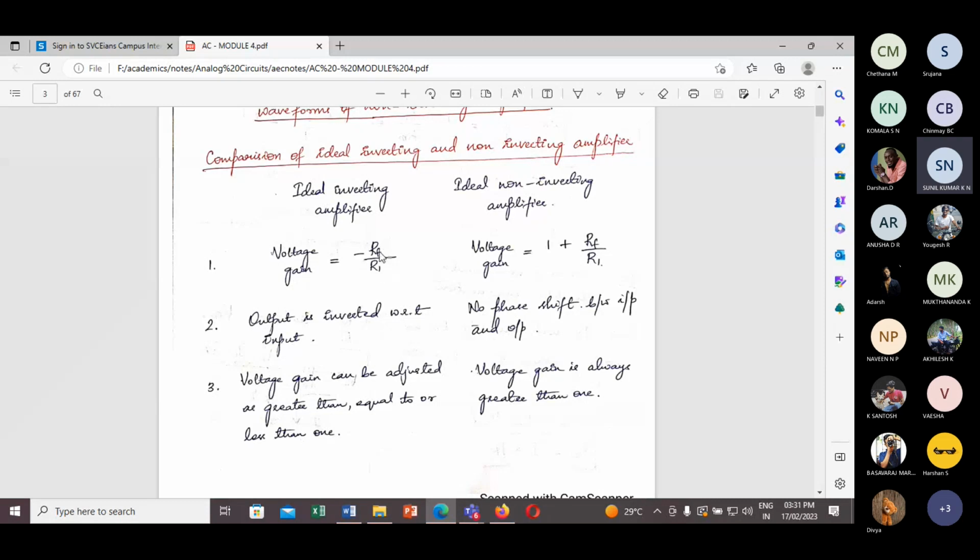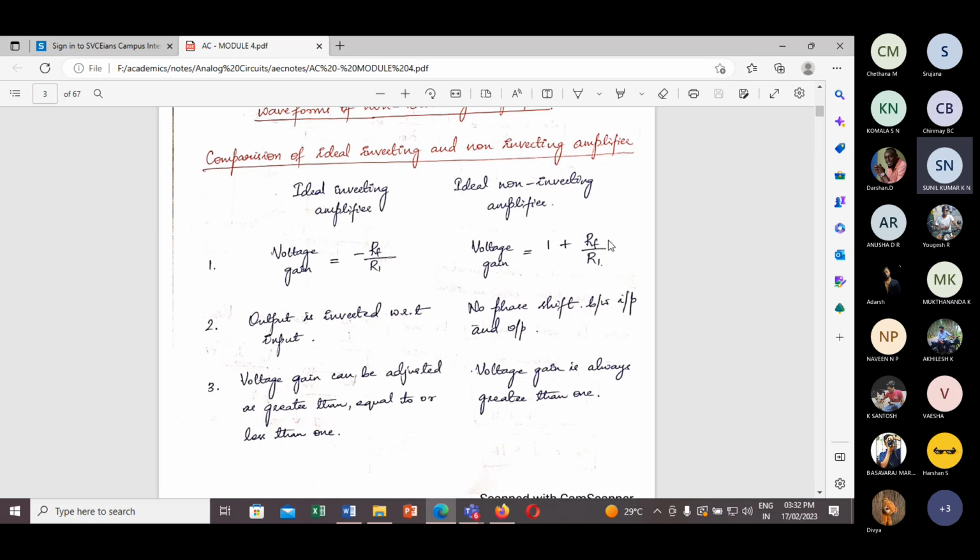If RF is greater than R1, the gain will be greater than 1. If RF is equal to R1, then I can control the voltage gain of an inverting amplifier. If RF and R1 are the same, then the gain will be unity gain, that is, minus 1 you will be getting. If RF is less than R1, then you will be getting less than 1 gain. So these are the ways in which you can control the gain.